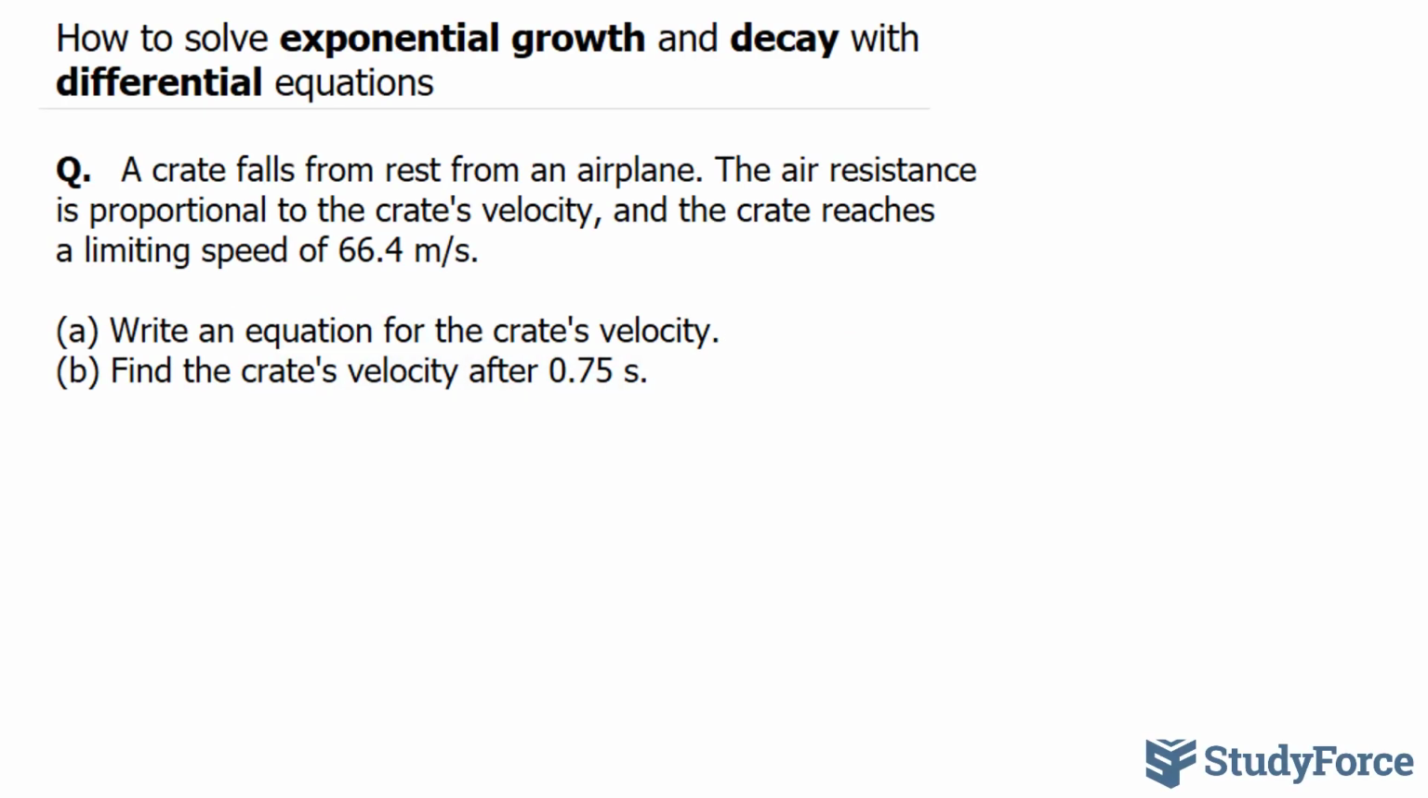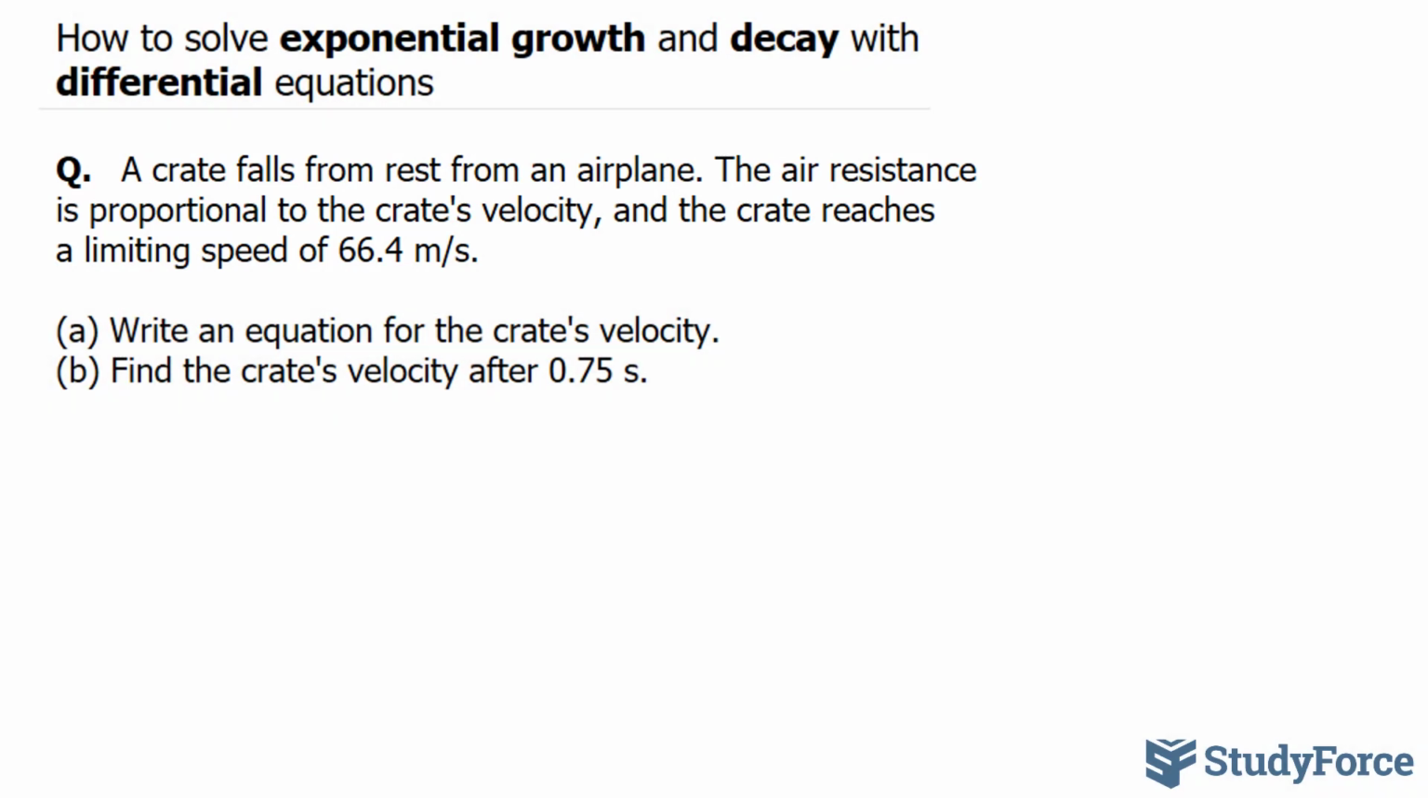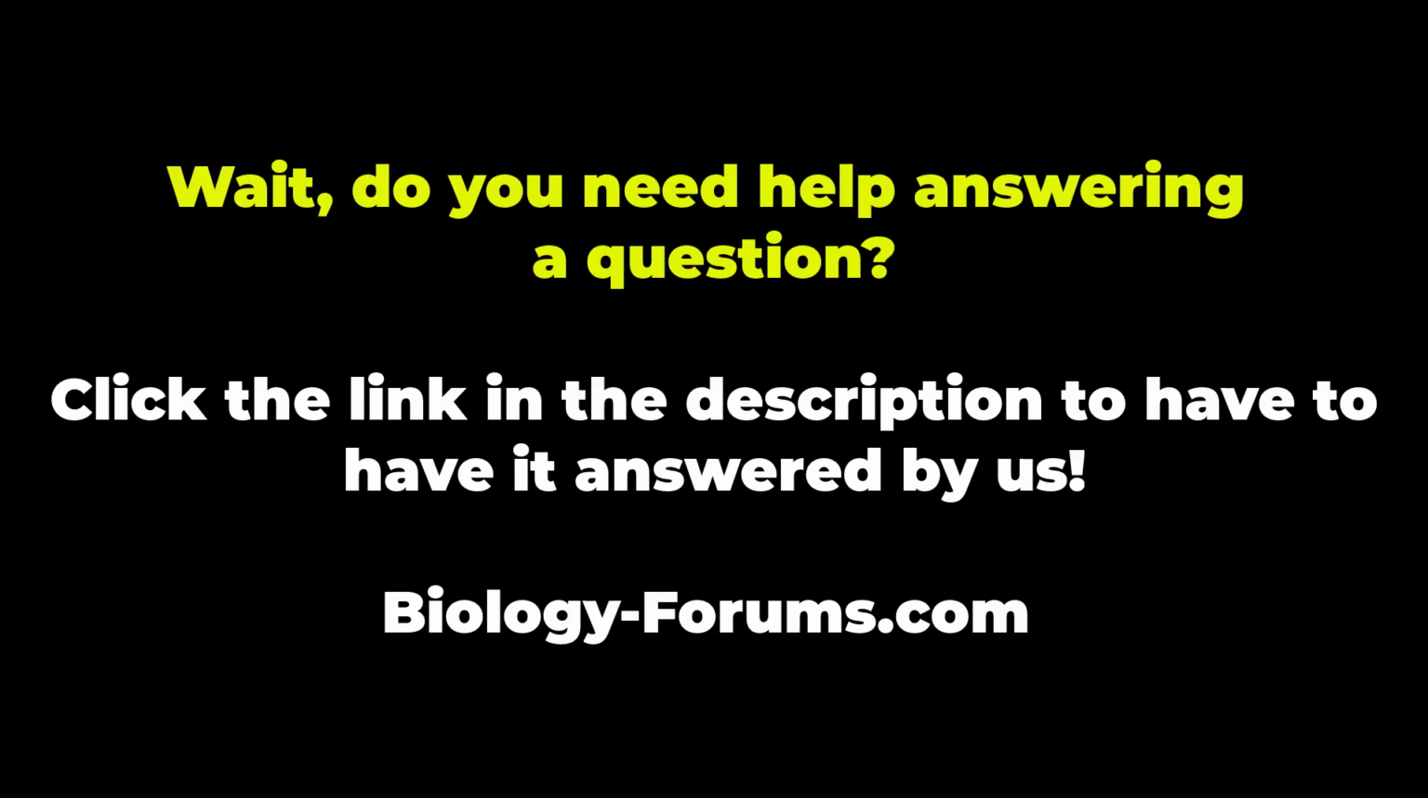In this lesson, I'll show you how to solve exponential growth and decay with differential equations. The question reads, a crate falls from rest from an airplane. The air resistance is proportional to the crate's velocity, and the crate reaches a limiting speed of 66.4 meters per second. A. Write the equation for the crate's velocity, and B. Find the crate's velocity after 0.75 seconds.